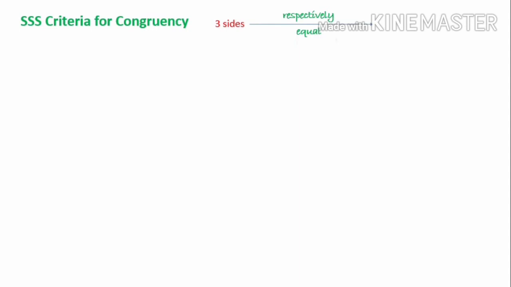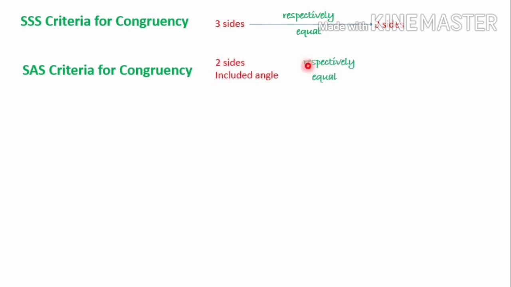Before starting the session, let's recall the four congruency criterions. The first one is SSS criteria for congruency. It says three sides of one triangle are respectively equal to the three sides of another triangle, then the two triangles are congruent. Here S stands for side. The second criterion is SAS criteria for congruency. It says two sides and the included angle of one triangle are respectively equal to two sides and included angle of another triangle, then the two triangles are congruent.